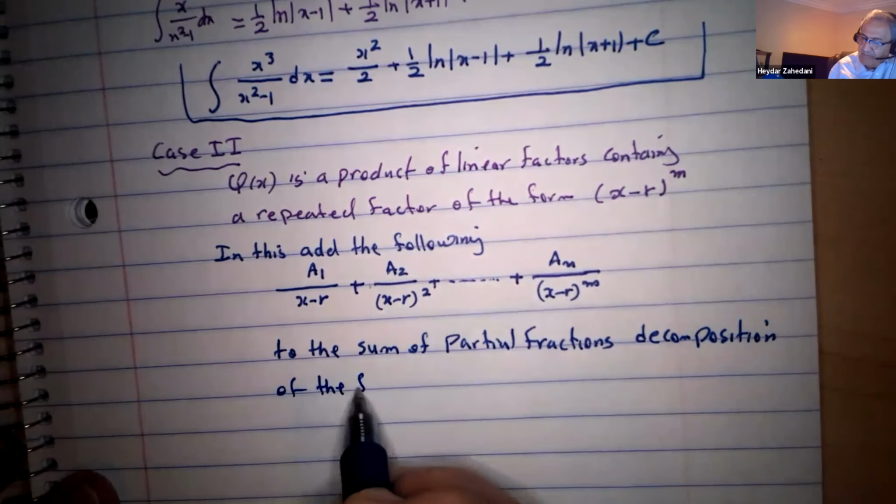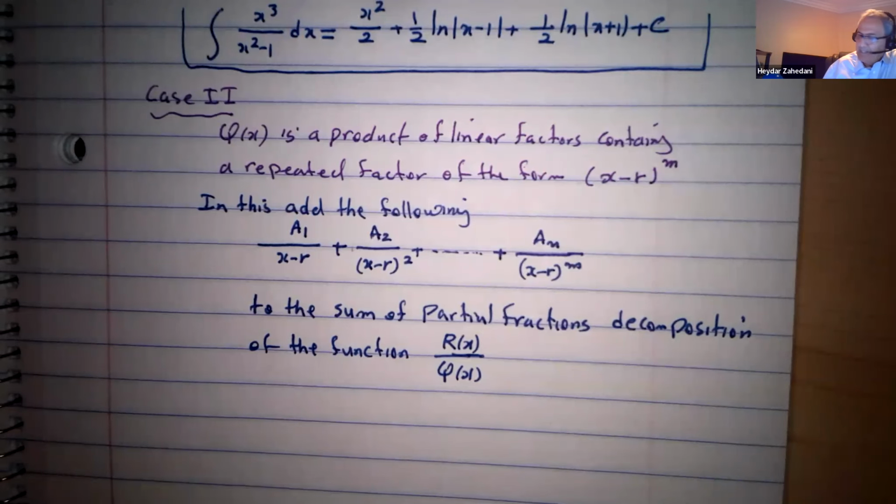Remember, your function is R of x over Q of x. So for each repeated factor, you have to repeat this procedure if you get it repeated. If something is not repeated, for one factor, you have 1 fraction. But if it's a repeated one, you have to continue. You have to take care of the repetition to get numbers. So let's get an example and see how we take care of this.